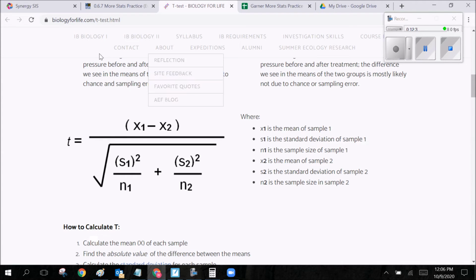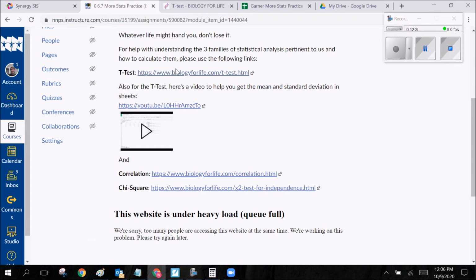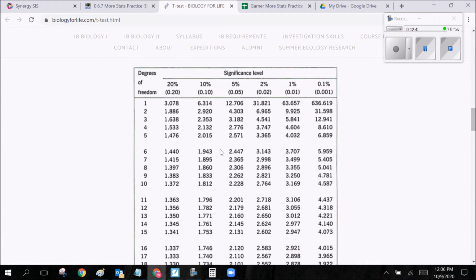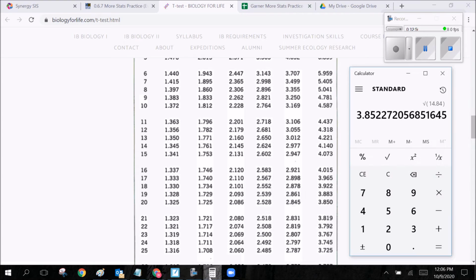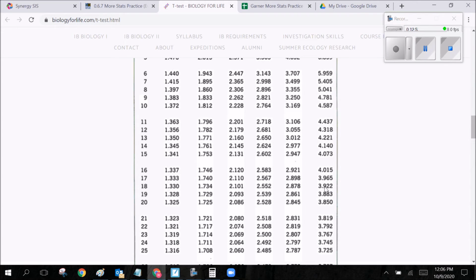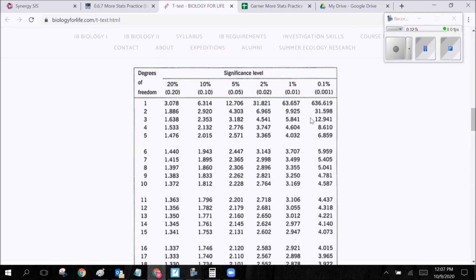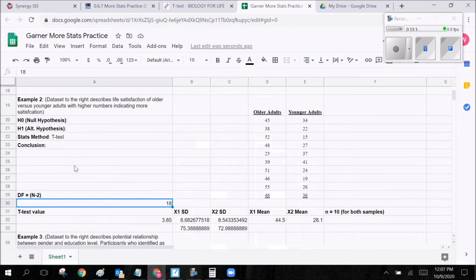I need to be on the t-test page that's linked here to the assignment. Scroll down to my critical values table, find 18, go over, 3.85. Okay, so in our t-test, we are right between these two right here, which is my 0.01 and 0.001 levels. So in this case, I am more than 99% confident. Remember, these numbers were all I really needed. This is my 0.05. So I'm more than 99% confident that that is a significant result.